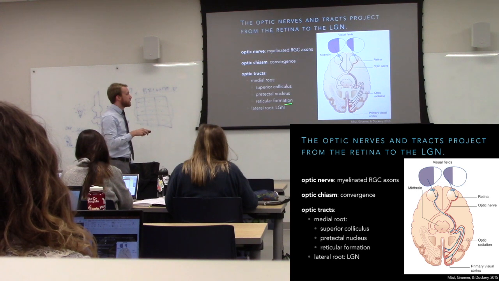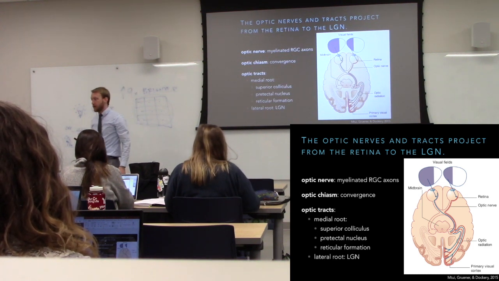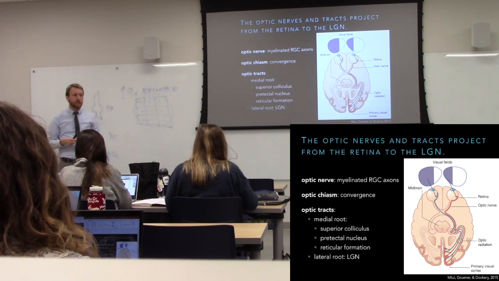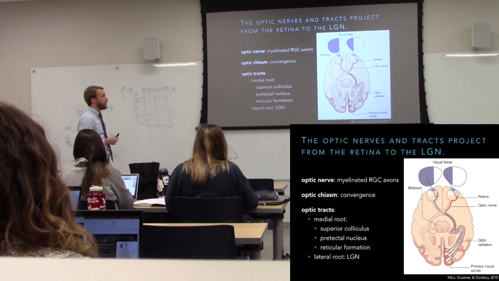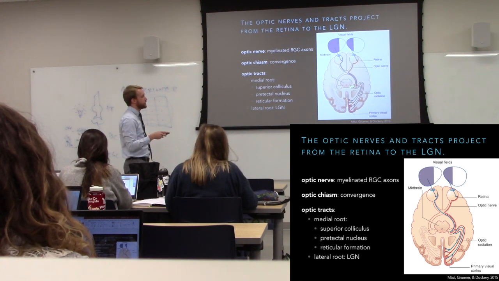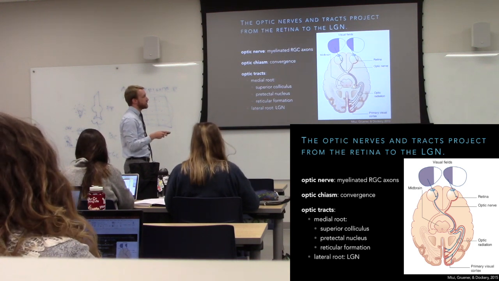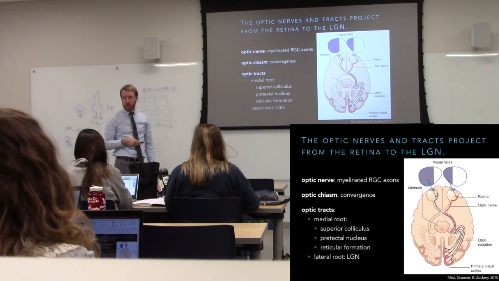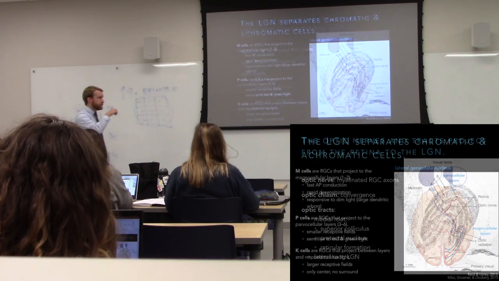The reticular formation, these neurons are going to be involved with stimulating cortical arousal, so when it's bright, it'll keep us a bit awake. That lateral route is just going to head into the lateral geniculate nucleus, and then it's going to project back into the primary visual cortex.